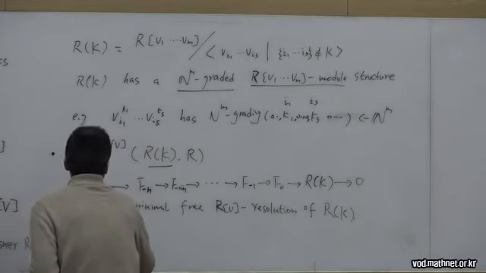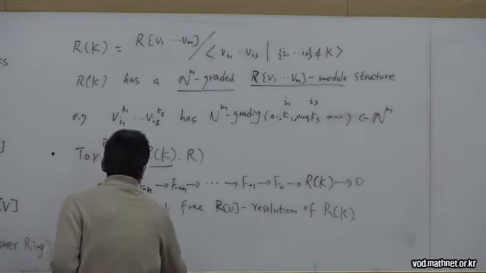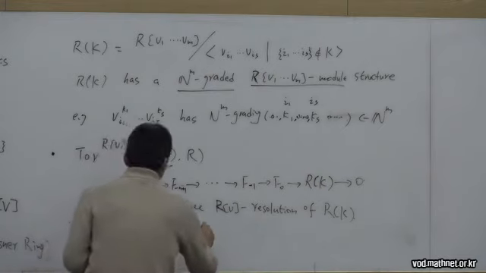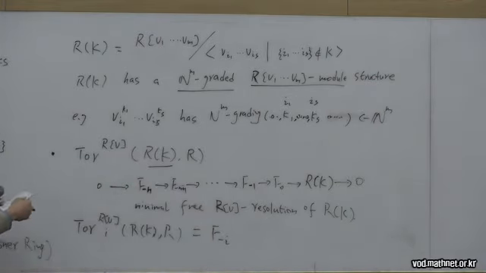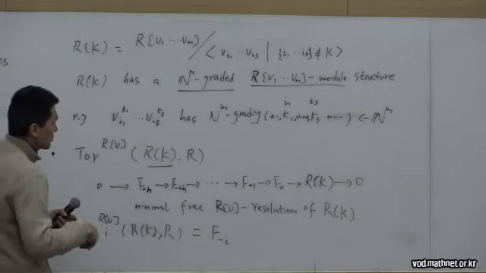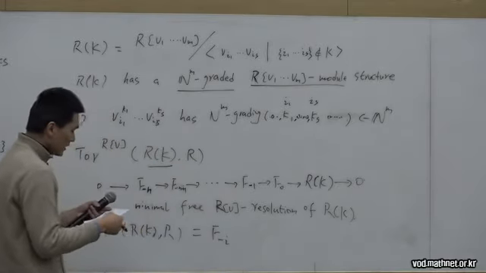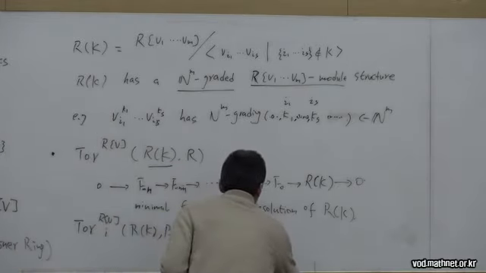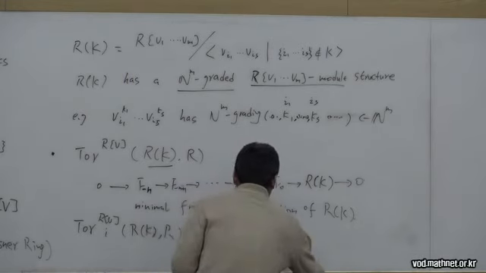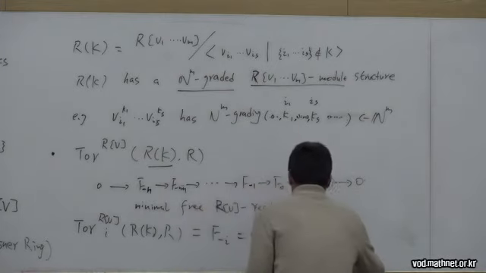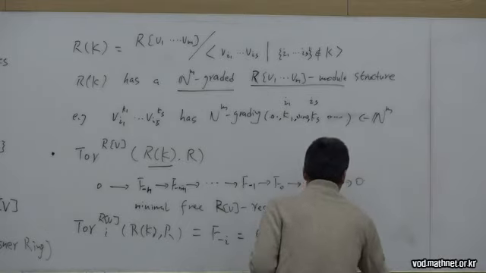Then Tor_i of RK is nothing but F_{-i}, right? And by the classification of free N^m-graded modules over this polynomial ring, we can decompose it as something like this, a direct sum of the modules V_A with multiplicities beta_{i,A}.